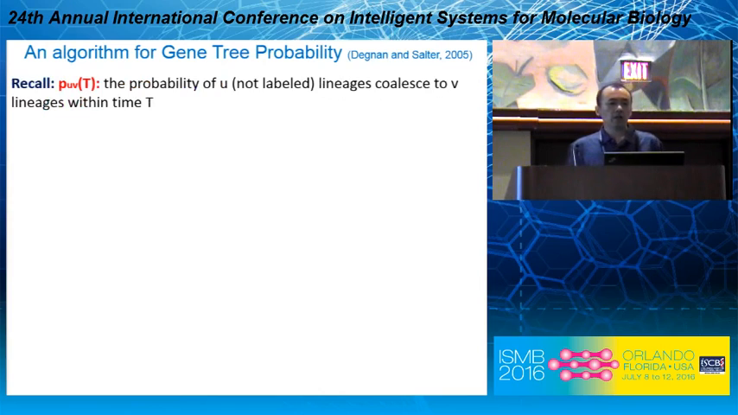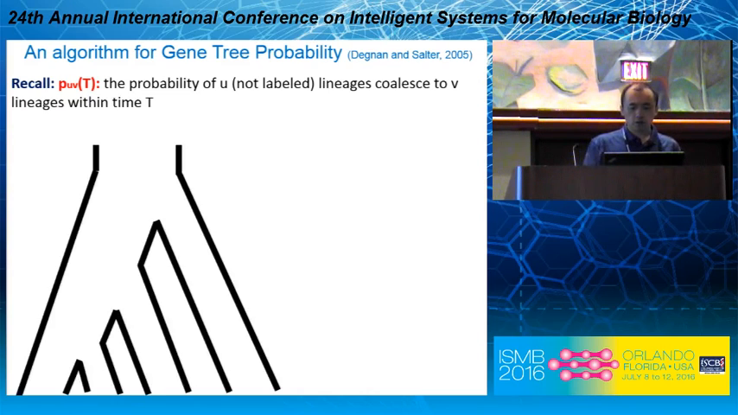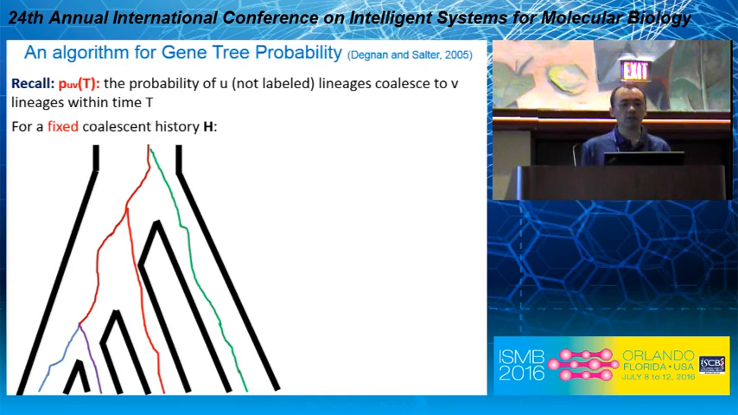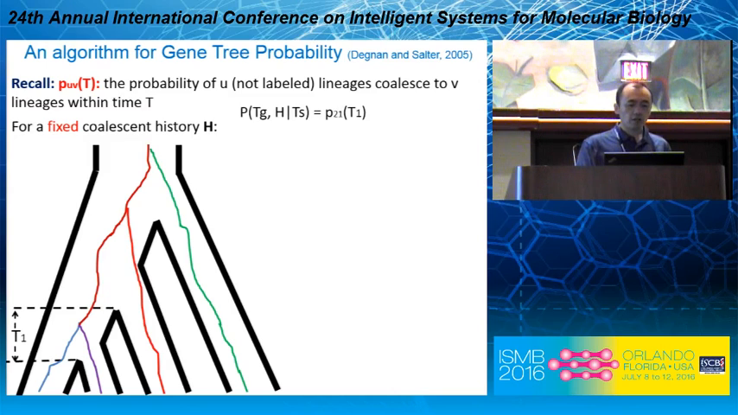So let me give an example. Recall this is P_UV(T): U lineages coalesce into V lineages within time T. This is a particular species tree, and now we have this gene genealogy with a fixed coalescent history. Let's see how we can compute the probability for this particular history. The probability is equal to P_21(T1). Why P_21? You have two lineages below and one lineage on the top. Then you consider another branch of time T2. You have two lineages on the bottom and two lineages on the top, so it's P_22(T2).